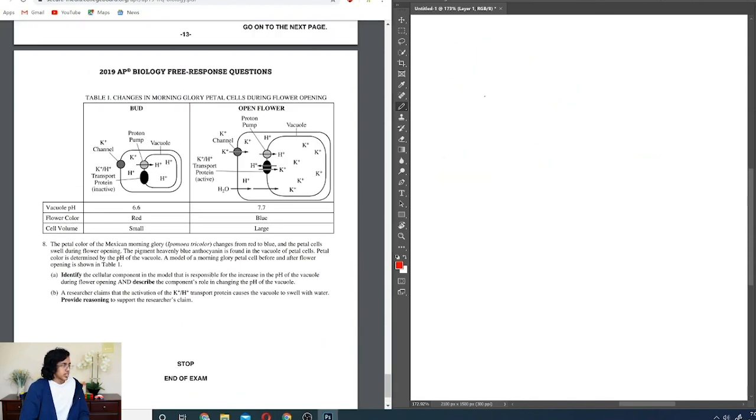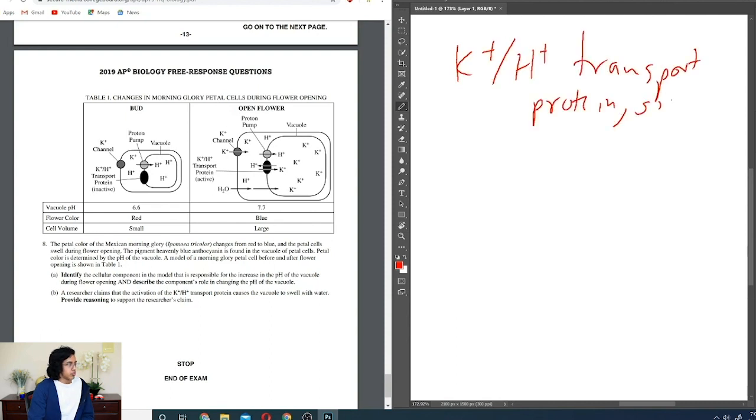The petal color of the Mexican morning glory changes from red to blue, and the petal cells swell during flower opening. The pigment heavenly blue anthocyanin is found in the vacuole of the petal cells. Petal color is determined by the pH of the vacuole. Identify the cellular component in the model that is responsible for the increase of pH of the vacuole during flower opening. So is it just gonna be proton pump? Yeah, proton pump. Oh, increase in pH. What the heck? Oops. K plus H plus transport protein, since it removes H plus ions from the vacuole.